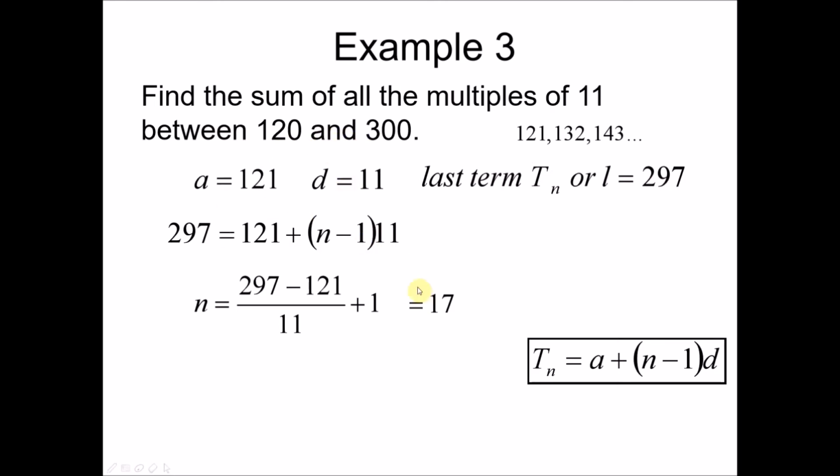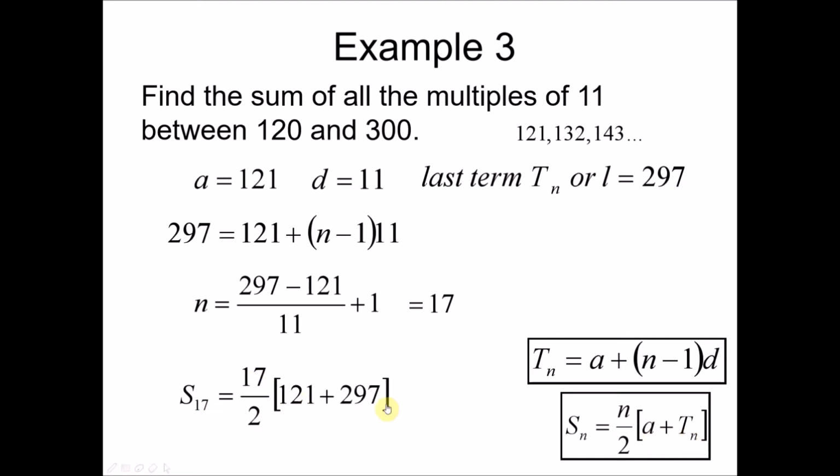So since we have a, we have d, we have n is 17, then we can use this formula. Since we know the last term is Tn, which is 297, we already know the values of this, so we can use this formula. Remember, there are 3 formulas. This is one of them. I can use any one of the 3 to demonstrate how to use this. I choose this formula this time, where n is 17, a is 121, Tn will be the last term, which is 297. So I substitute the values, calculate, and I get 3553.